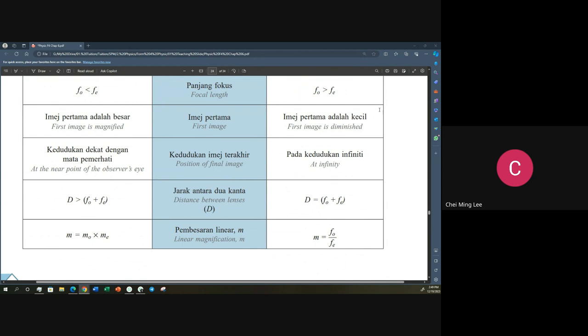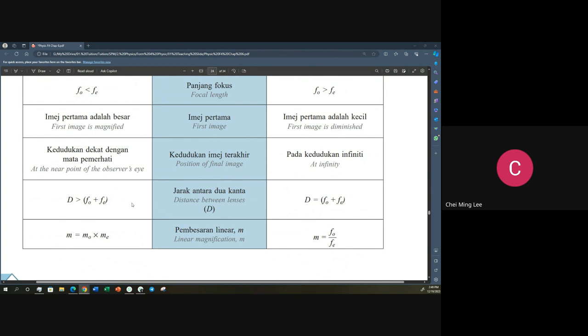For the compound microscope. Now for the telescope, the first image is diminished because it's from very far away, so they make it smaller. Then the final image, normally for the microscope, is at the near point of the observer's eye, which means it looks very near to your eyes. While for the telescope, it is always at infinity, which means the image formed looks far away from you.